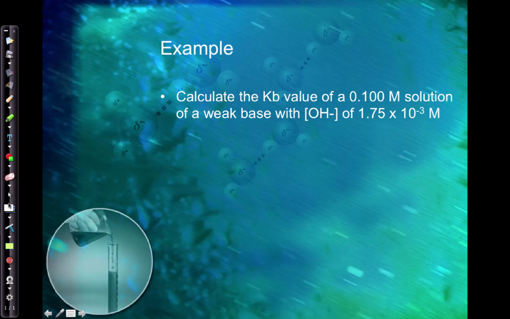All right, so anytime that we're looking at bases, we're going to be using the Kb values. So remember, with acids, you use Ka, bases, you're going to use Kb. So we want to calculate the Kb value of a 0.1 molar solution of a weak base with a hydroxide concentration of this. Okay, so in order to calculate Kb, we need the concentrations of all the components.